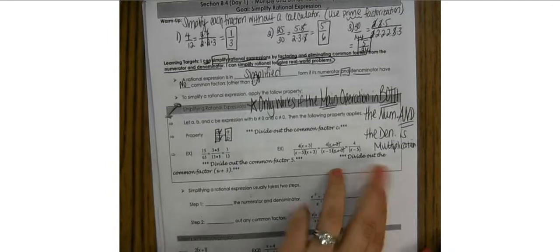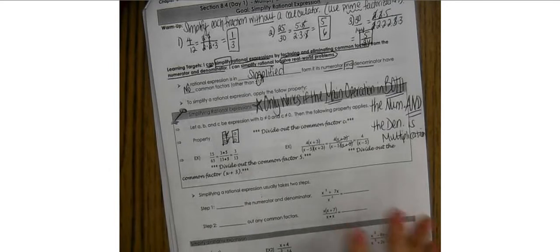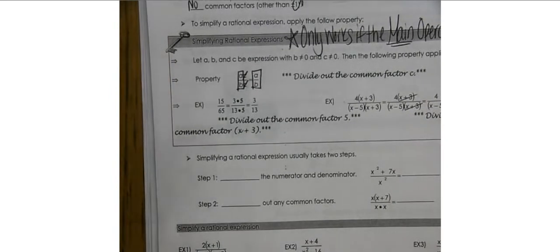So if you have the main operation being addition or subtraction or something else, then this property will not work. You need both the numerator and the denominator to have the main operation, the main thing that's happening, being multiplication. Otherwise, do not talk to me about simplifying or eliminating. You cannot do it. And that is one of the biggest errors that students make on this test. Please do not fall into that trap.